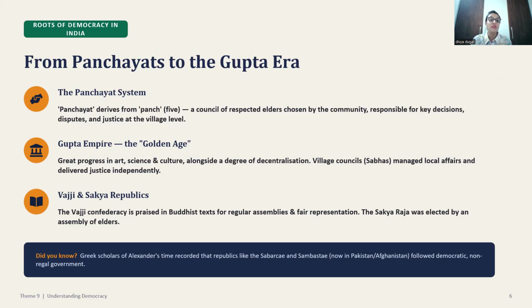Now, if I speak about the Vajjis and the Sakya Republic, there again the rulers were elected. The rulers, or we can say the Raja, were elected by the assembly of elders. So students, you can see these two slides about the roots are trying to tell us that democracy did not begin just after independence. We can see the roots of democracy in India much before independence. So these were a few examples of the roots of democracy.